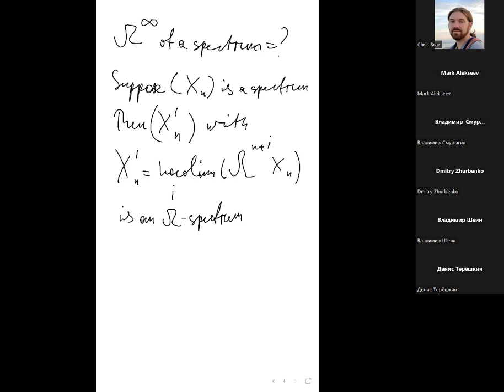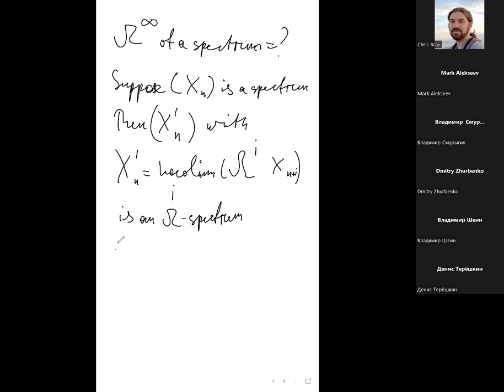So my claim is, starting from the spectrum, I want to put an I here and plus I. What, if anything, does this mean?